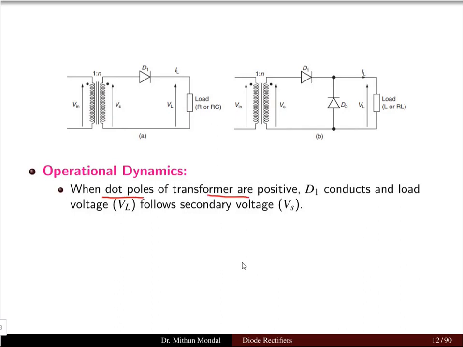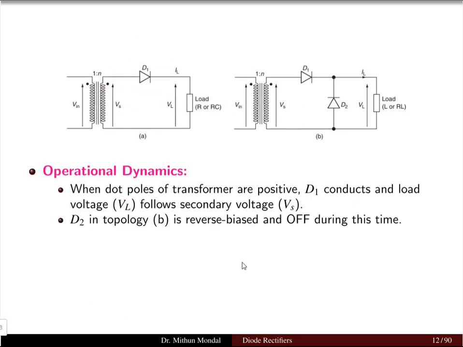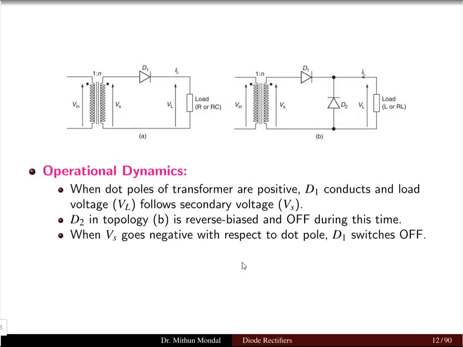When the dot poles of the transformer are positive, so here we have the dot poles and both are positive, D1 will conduct, so it is forward biased and the load voltage follows the secondary voltage of the transformer. So here we have the load voltage and here we have the secondary voltage of the transformer. The diode D1 is forward biased when the dot poles are positive. However, D2 in topology B, which is the freewheeling diode, is reverse biased and it is off during this time. So there is no role of D2 in the network. All the current will be flowing through the load and the source.